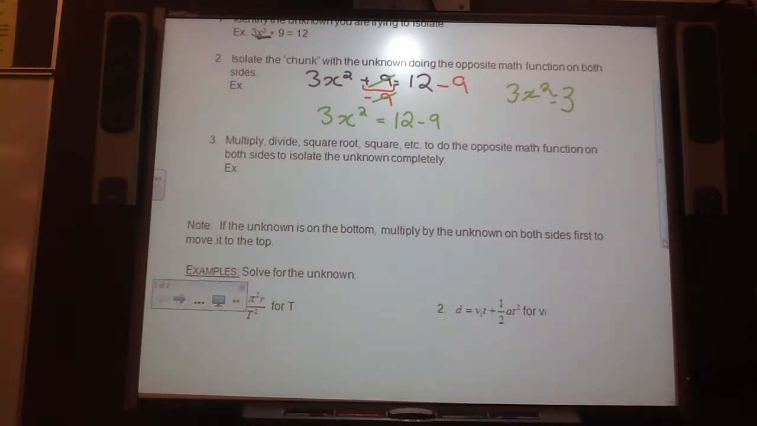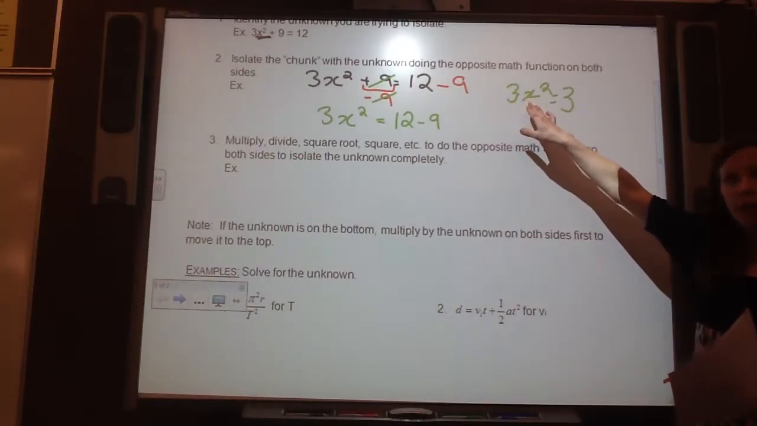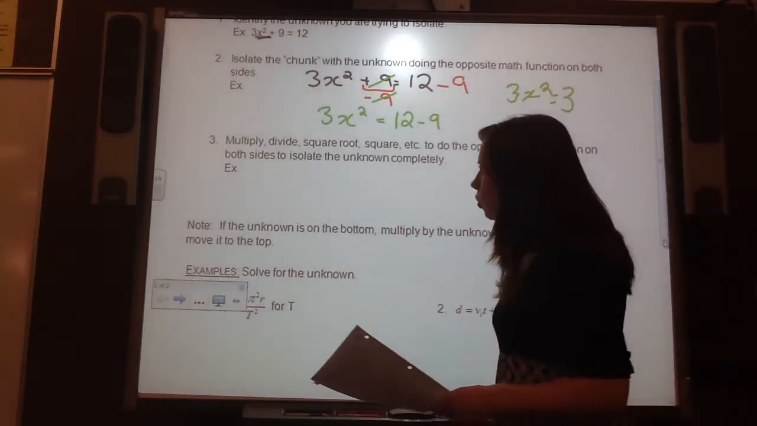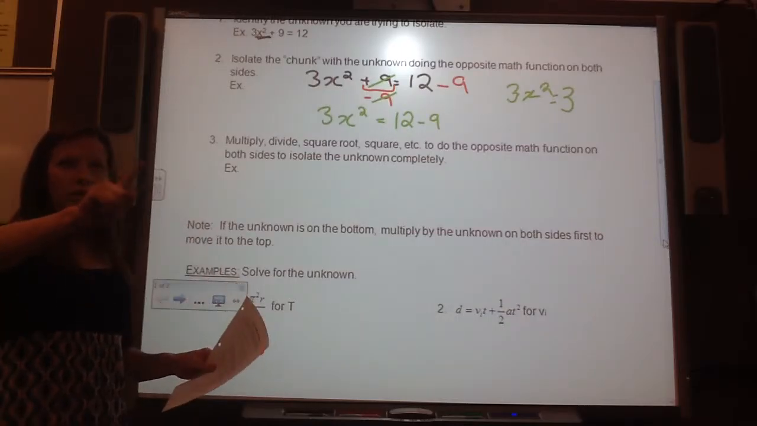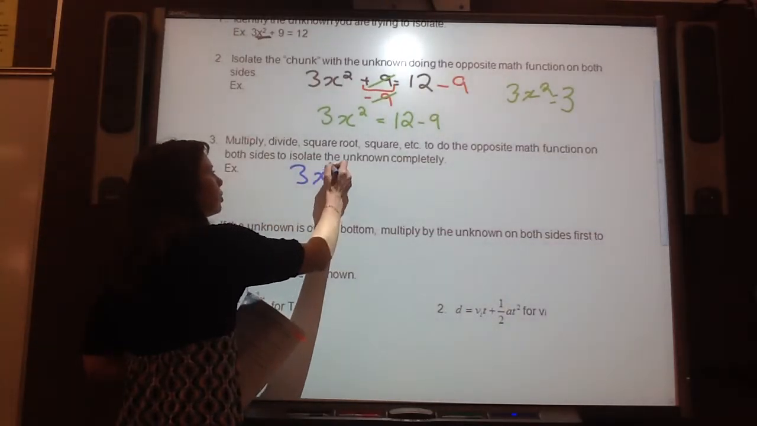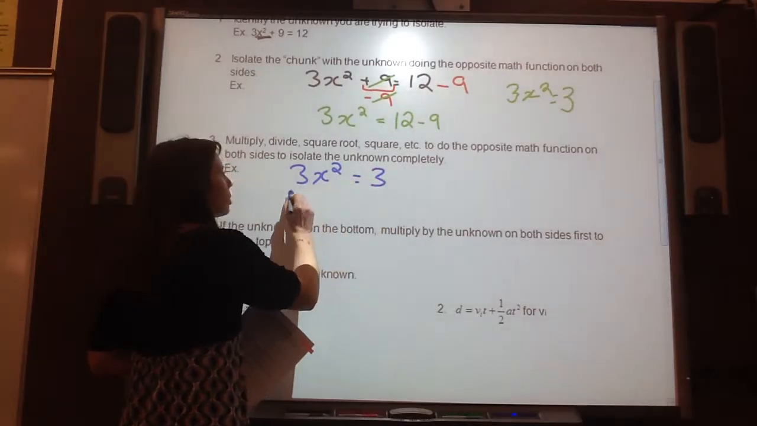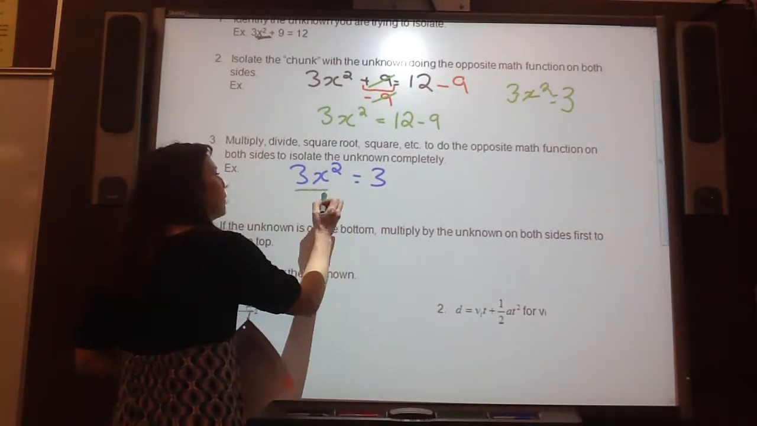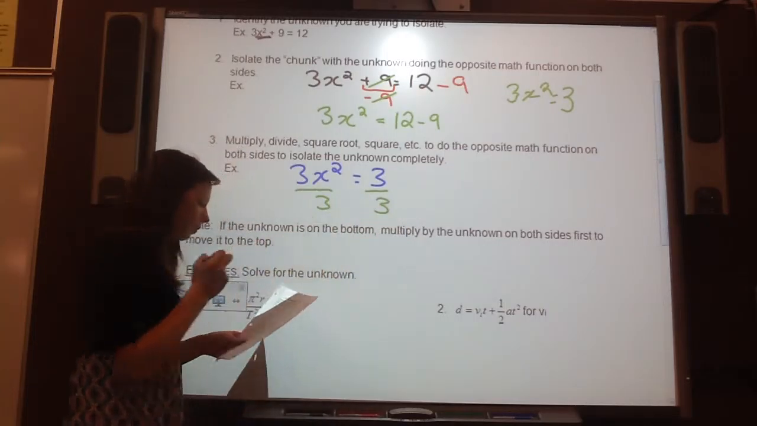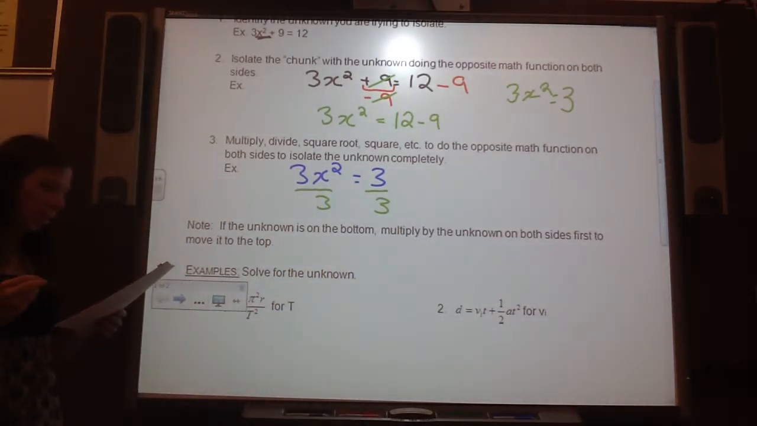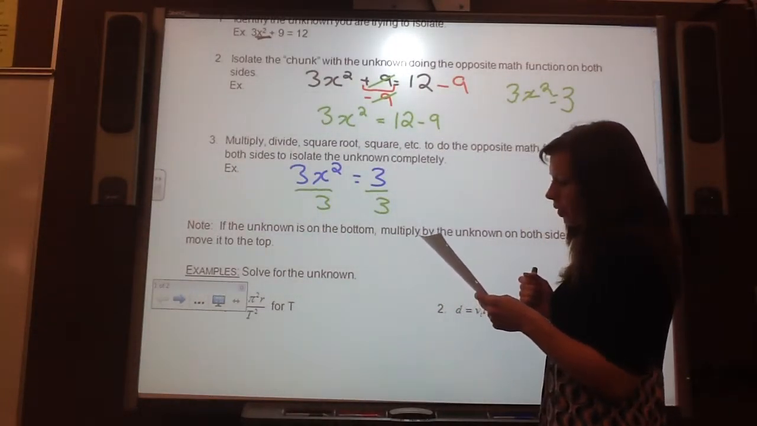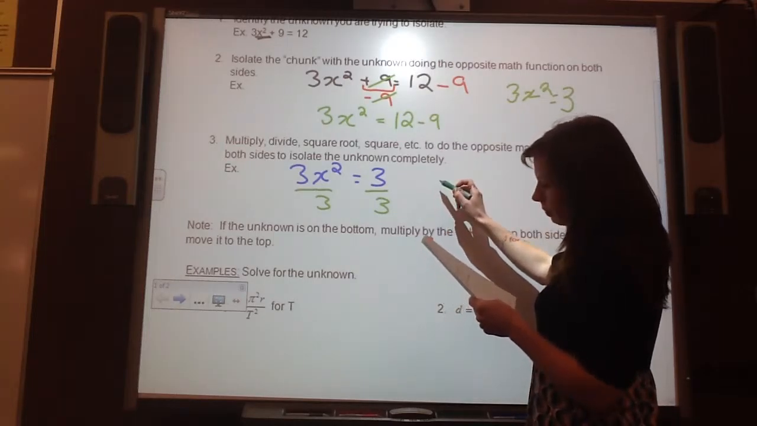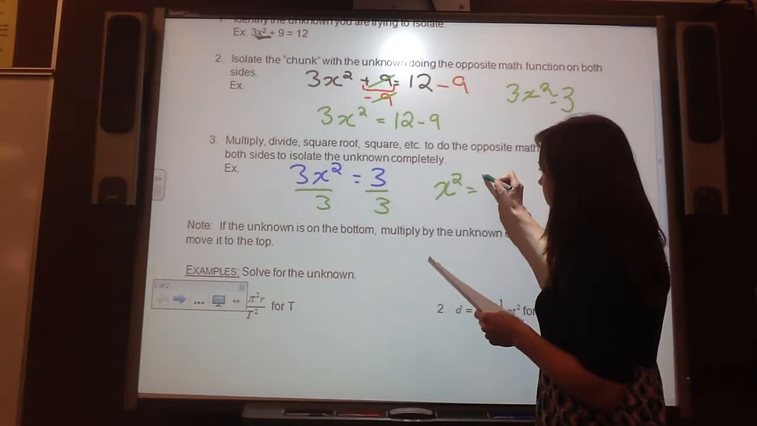Because before we just isolated the unknown that was in a chunk. So now we have it in its chunk by itself. Now we have to solve. Okay? So what do I need to do? Divide by 3, okay? So I have my 3x squared is equal to 3. So I want to divide by 3 to both sides. So this is the same as x squared is equal to 1.